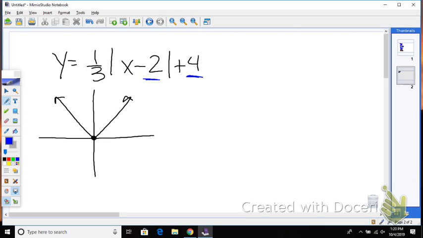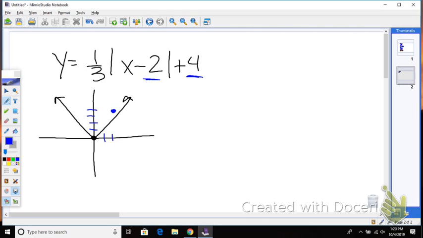Does anybody remember what's special about the inside number? It's the opposite, and that's left or right. So this is the opposite and left or right. So if this is 2, what is it telling me to shift? To the right 2. And then what does this plus 4 tell me to do? Up 4. So here's my new vertex.